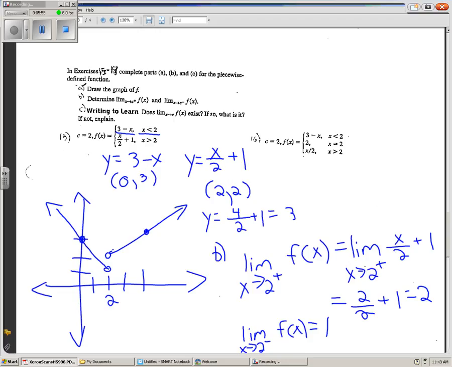So now for the two-sided limit, it does not exist because the limit from the left and right are not equal.